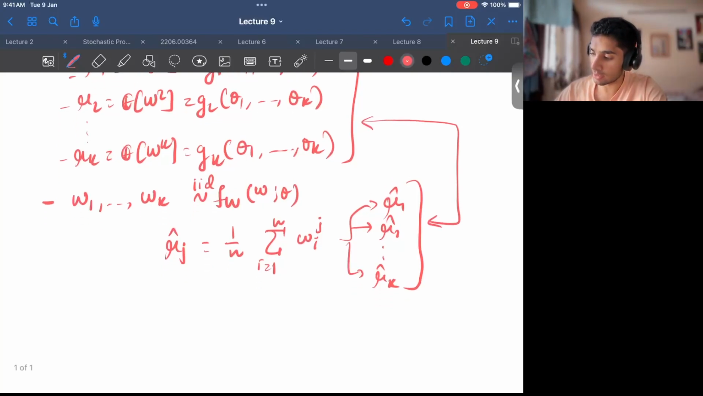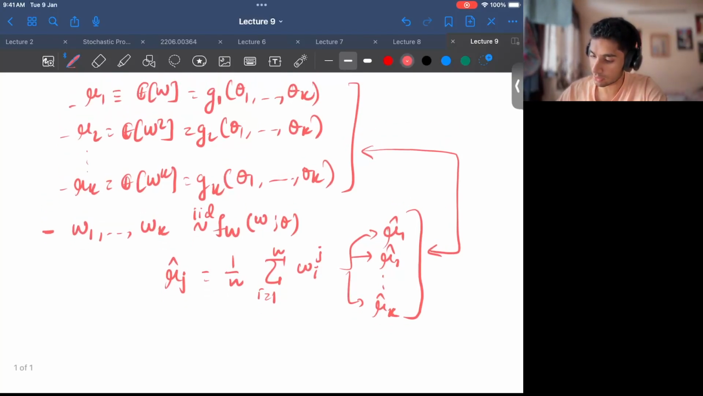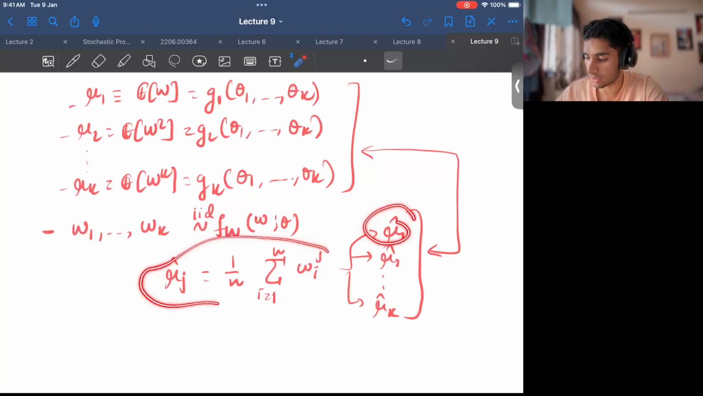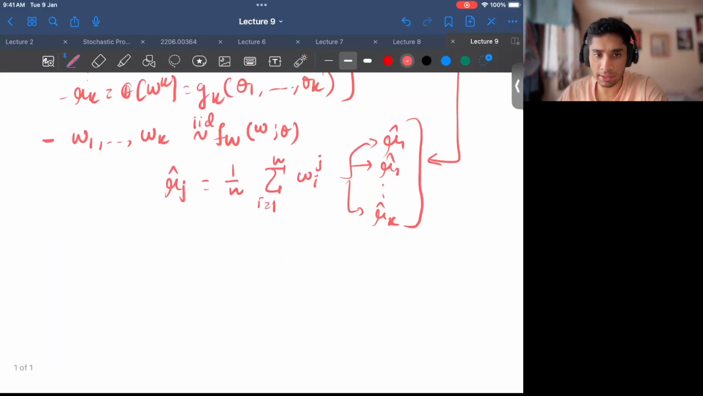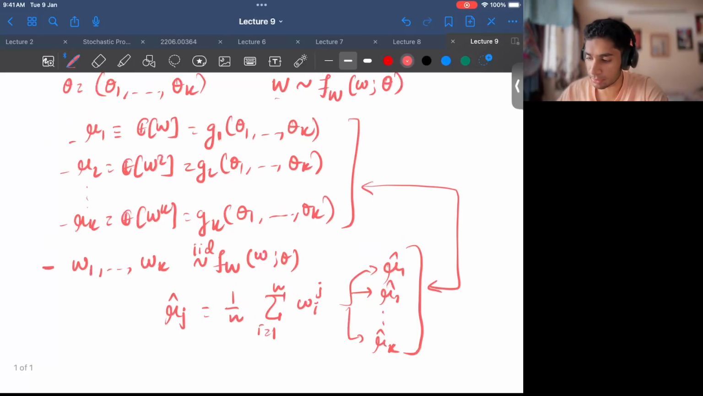In the next step you club these two things. I hope you are getting my point. You have mu1 here, you have mu1 hat here, you have mu2 here, you have mu2 hat here. Since you don't know exactly what mu1 is, because the theta i's are unknown, you take an estimate of mu1, which is mu1 hat, using the law of large numbers.